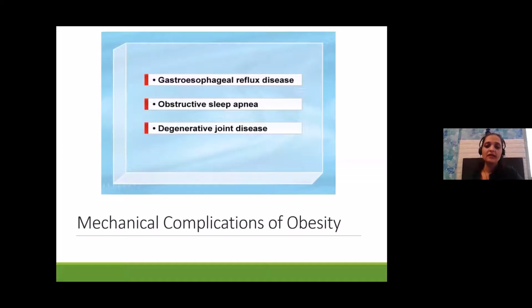Looking at the mechanical complications of obesity: gastroesophageal reflux disease, the loosening of the sphincters, and acid refluxes are increased with increase in weight and obesity. Obstructive sleep apnea is a cyclic feature where obesity would contribute to OSA, as well as OSA increasing the obesity. Degenerative joint diseases, where the higher the weight the joints have to bear, the more they would degenerate.